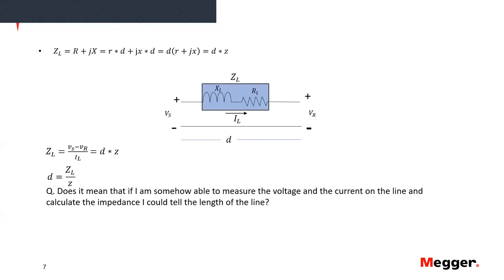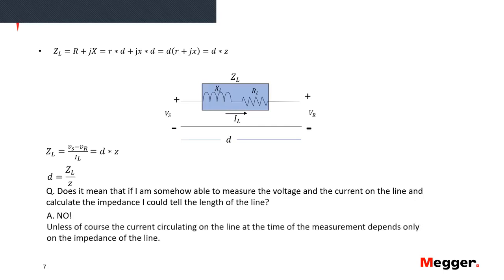Well, the answer to that question is not really. And you know why? Because typically when you have a transmission line or some sort of electrical line, most of the current that circulates on the line doesn't have to do with the impedance of the line itself. It has more to do with the amount of load that is being transferred through that line. But there are cases where most of the current circulating on the line at that moment depends only on the impedance of the line. And when is that? Well, precisely in the moment when it matters most to us, which is when there is a fault.